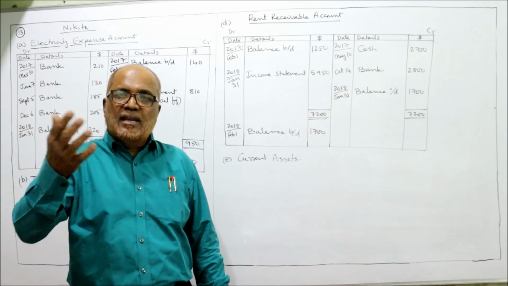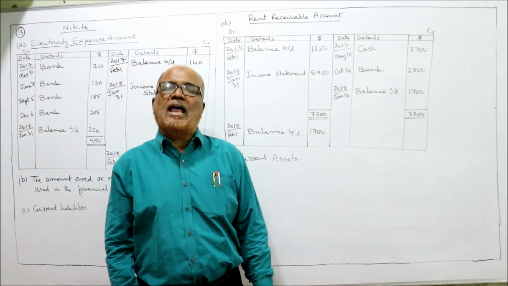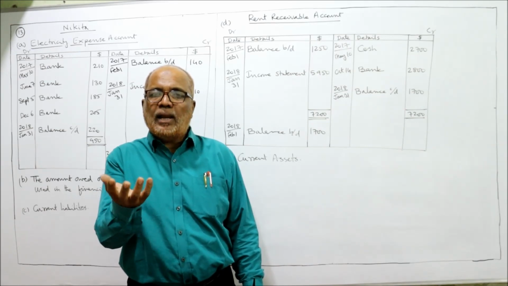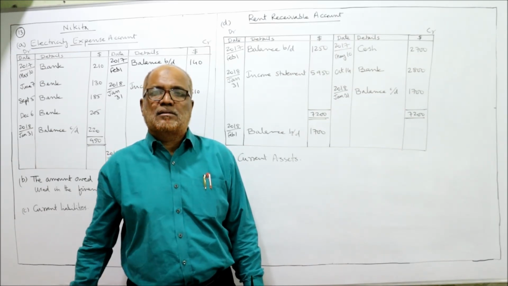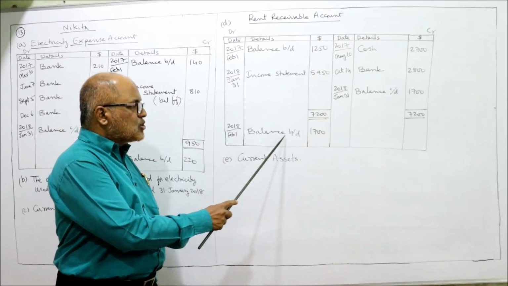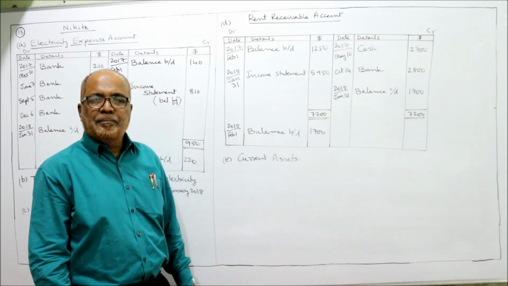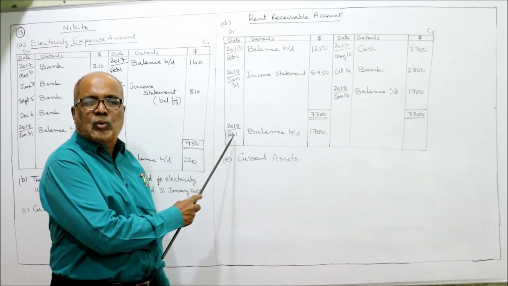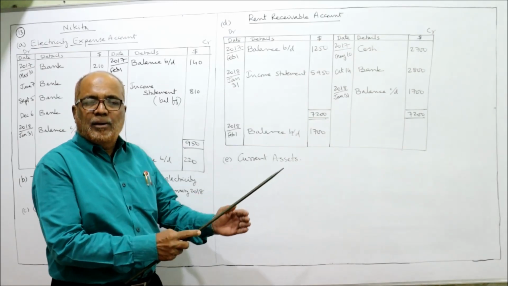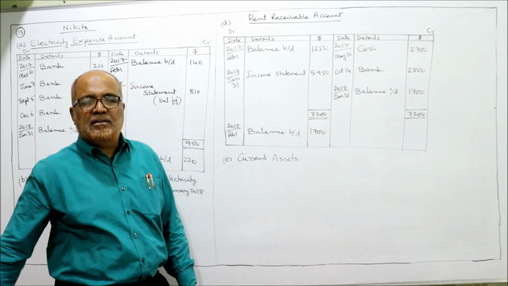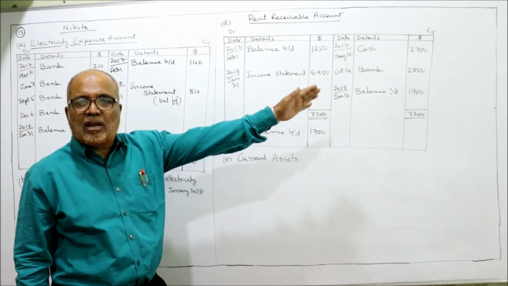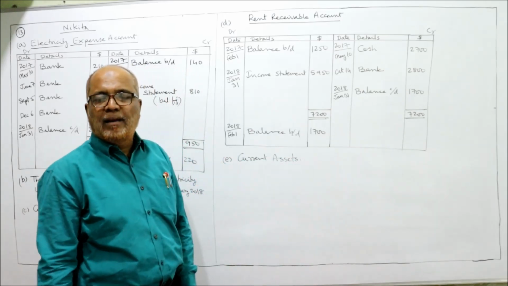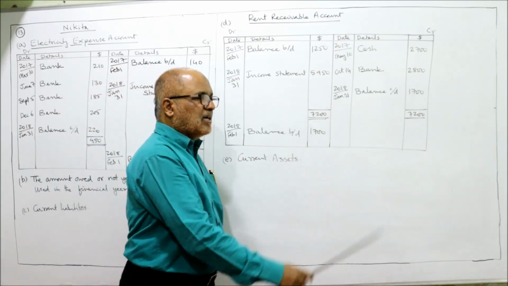When the amount is receivable, it is an asset. For Nikita, it is an asset. So all assets will show a debit balance. So here debit side, balance brought down 1700. This is the beginning of the next year. Next year begins from February 1st, 2018. So when the brought down balance is on the debit side, the carried down balance will be on the credit side. So credit side, balance carried down 1700. Last date 2018 January 31st.